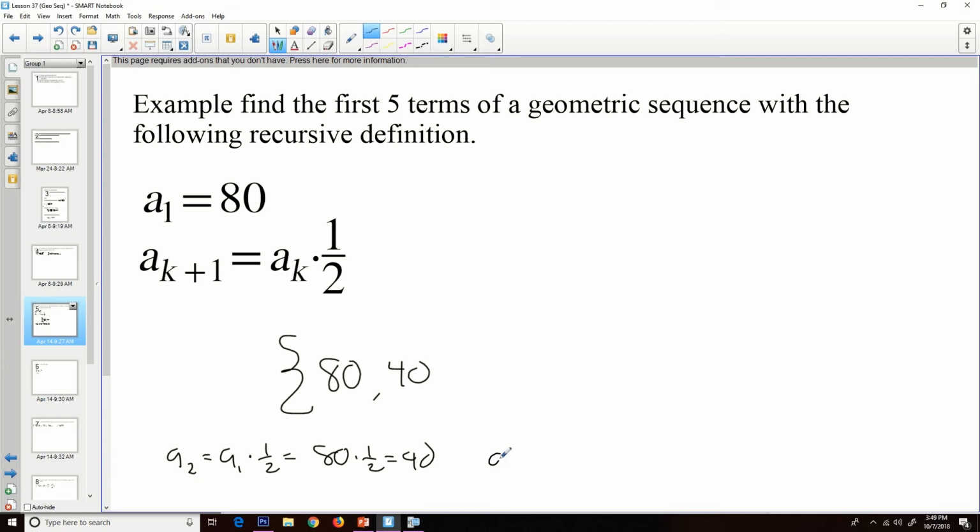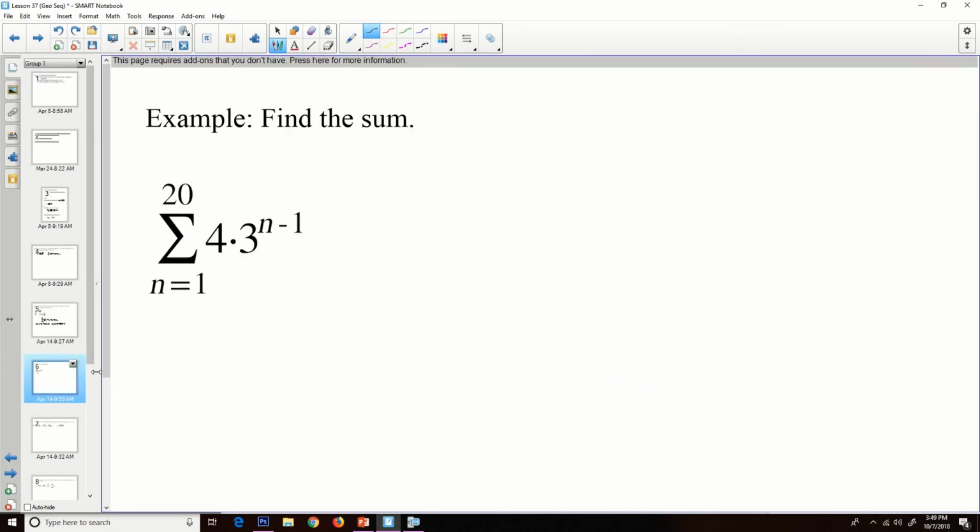And then a sub 3 would be a sub 2 times a half, which would be 40 times a half, which would be 20. And so I see the pattern now. The next one would be 10, and the next one after that would be 5, dot, dot, dot, and we're done. All right, next one. Find the sum of this thing.